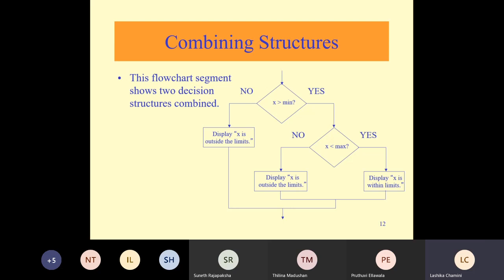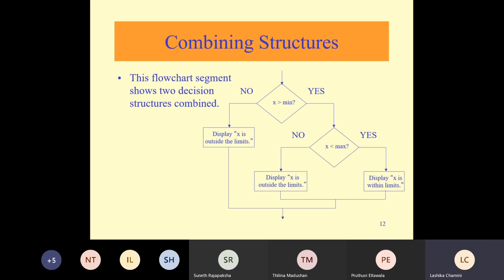So at first we have a decision structure. They are checking whether the value of x is greater than the minimum. If the value of x is not greater than the minimum, then we can say this value of x is not within the limit. It is outside the limit. If the value of x is greater than the minimum, then we have a little hope that this value of x can be within the limit.